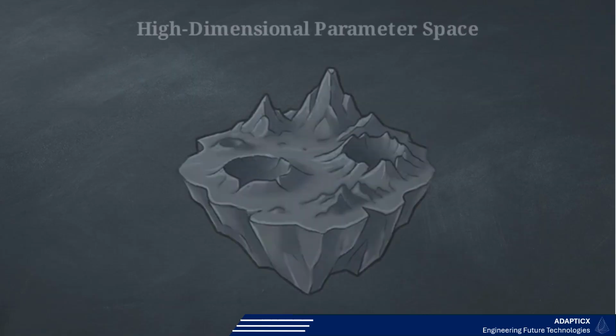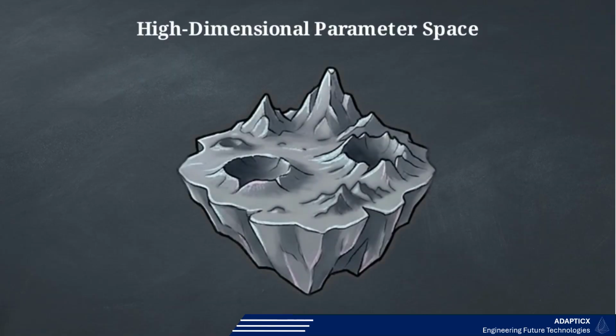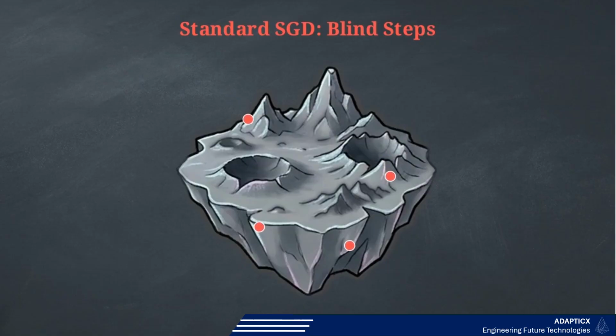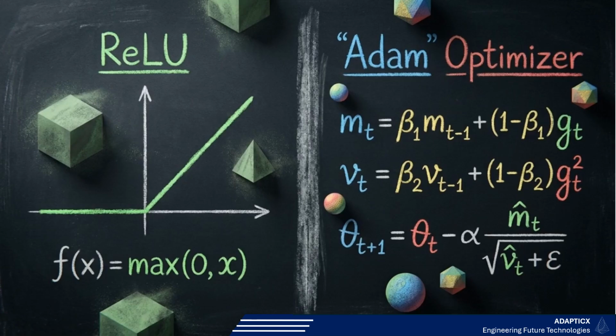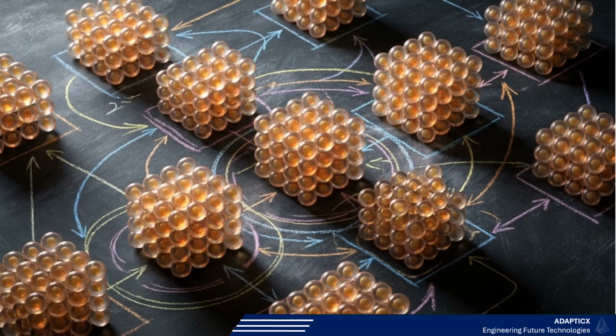Networks must navigate a massive, high-dimensional parameter space to minimize error. Standard stochastic gradient descent stepped blindly down this slope. The modern solution is the Atom optimizer. By estimating gradient moments, Atom dynamically calculates an individual adaptive learning rate for every single parameter. By solving the vanishing gradient with ReLU and stabilizing the descent with Atom, engineers established the mathematical baseline required to construct the specialized architectures that define modern AI.